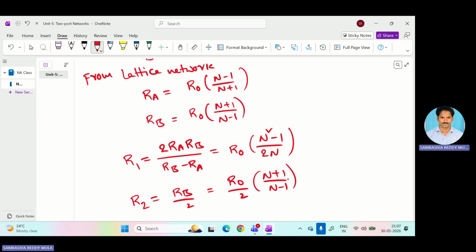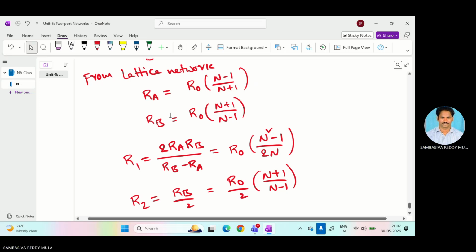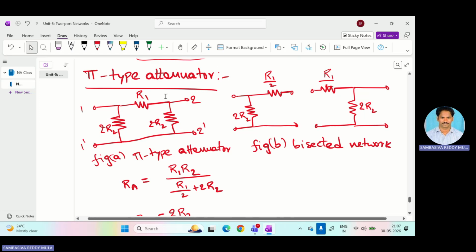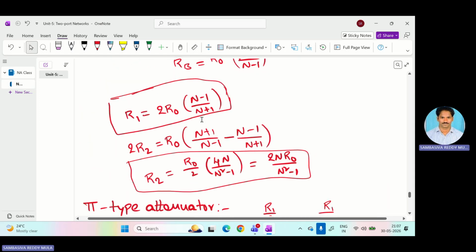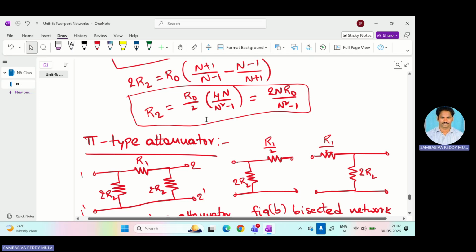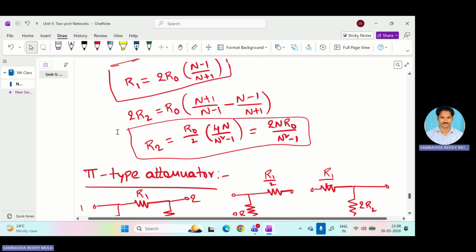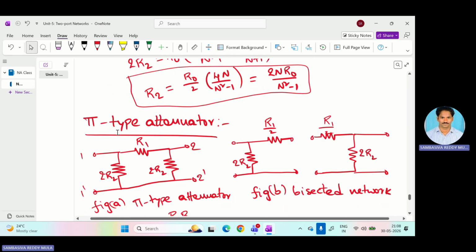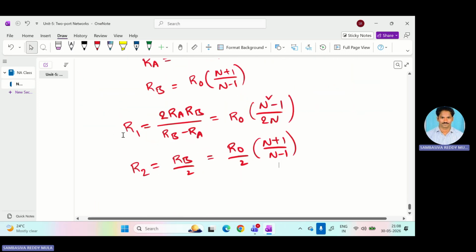So these are the R1 and R2 expressions for the pi-type attenuator, and these two are for the T-type attenuator. Finally, we have seen the lattice attenuator, the general type, and from the bisection theorem, any attenuator can be represented in terms of a lattice network. We have seen the T-type attenuator and the pi-type attenuator. Both can be represented as a lattice network.